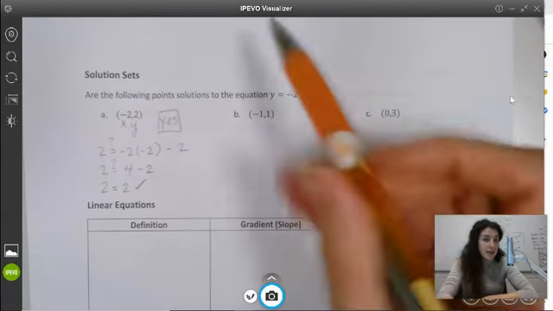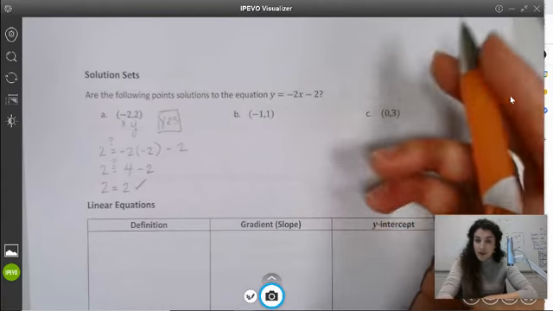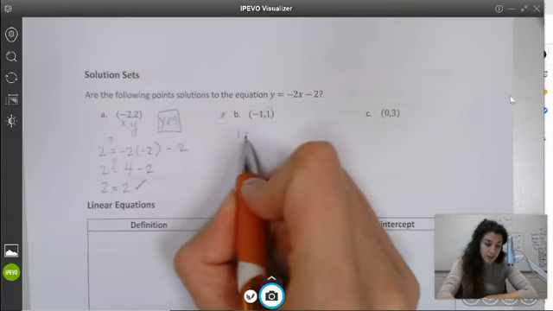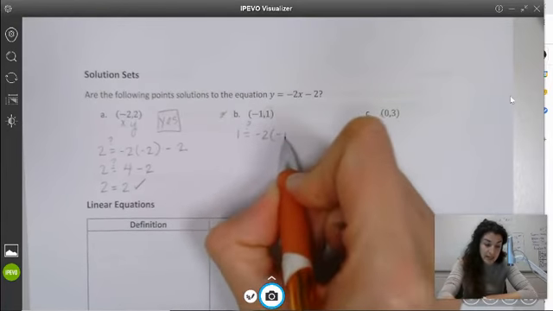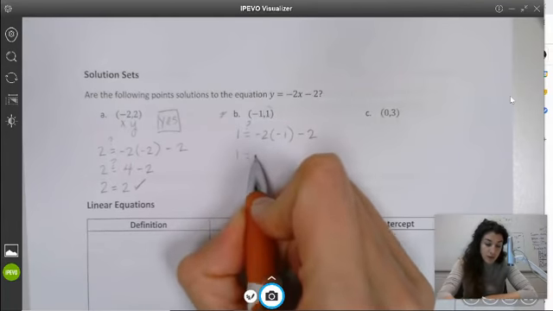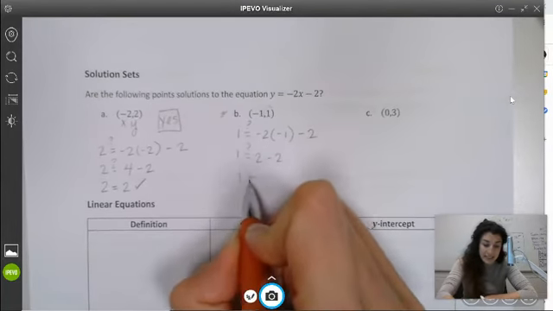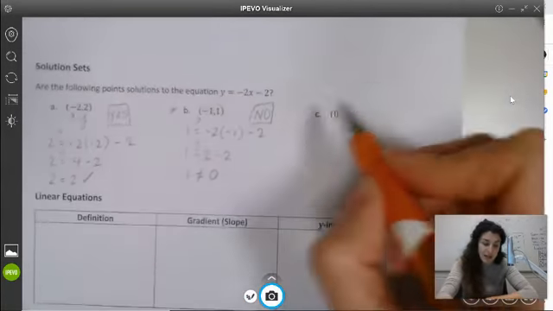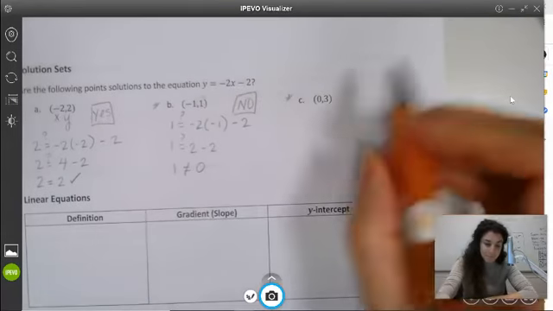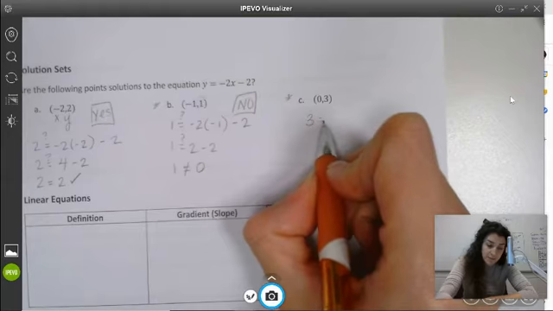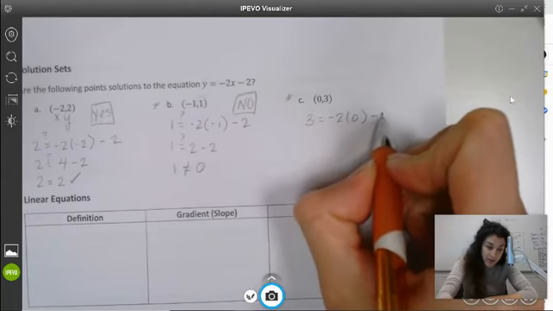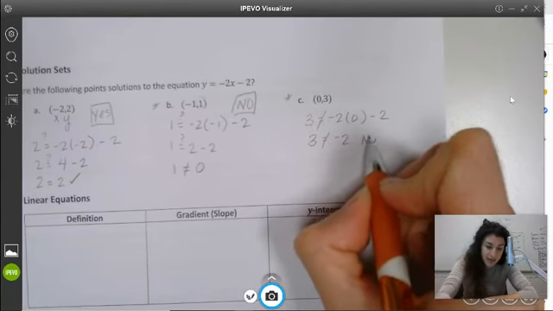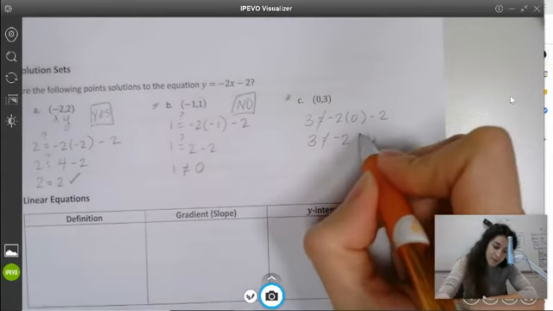Going ahead and trying with this one, I would like for you to go ahead and tell me whether or not this is true. Plugging in positive 1 for y equals question mark, negative 2 times negative 1 for x, minus 2. 1 equals 2 minus 2. 1 does not equal 0, so this is not a solution. Go ahead and try again on problem number 3. We plug in 3 for y, 0 for x, and we get 3 equals negative 2. That is not true. So again, this is not a solution.